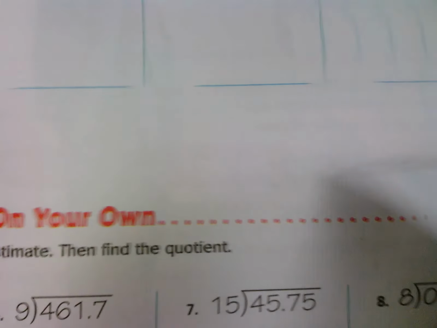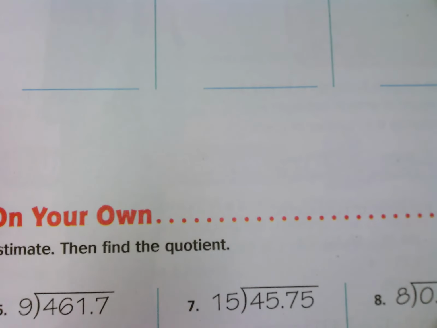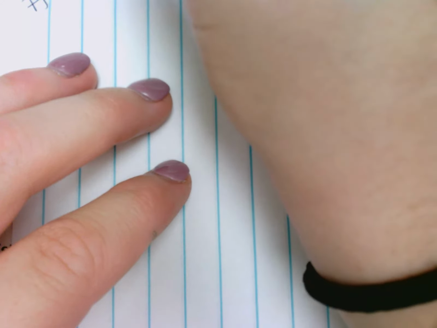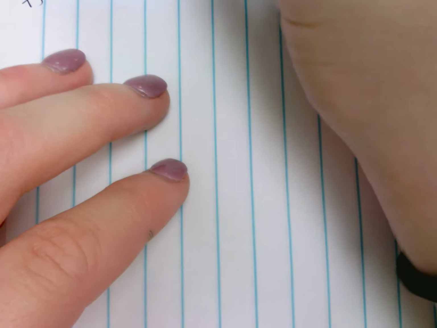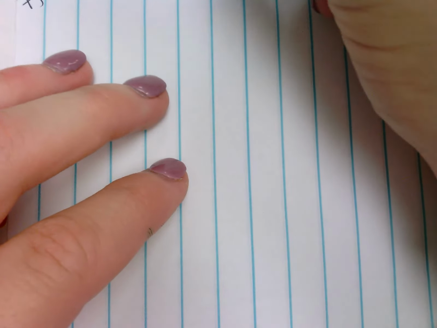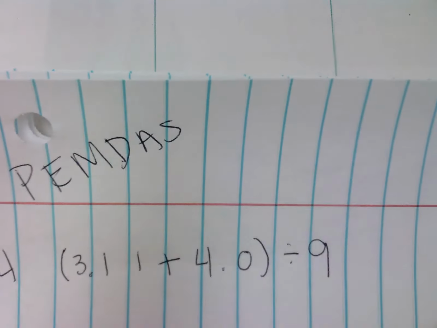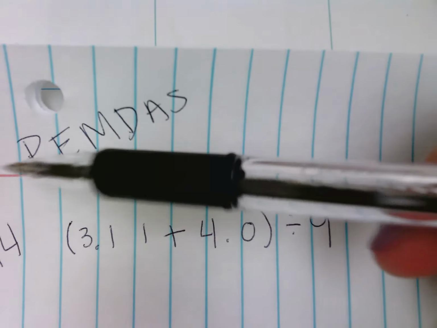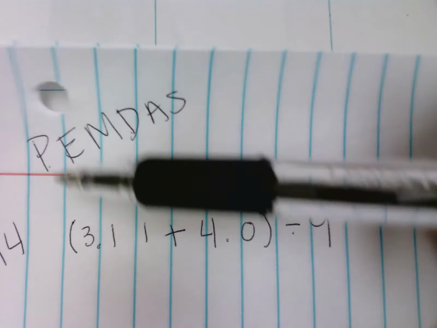All right, so the directions for 14 are evaluate using the order of operations. This is PEMDAS once again. PEMDAS. All right. So our first problem is number 14, which is parentheses 3.11 plus 4.0 end parentheses divided by 9. All right, so what we need to do first is whatever is in the parentheses, because that's what PEMDAS tells us to do.